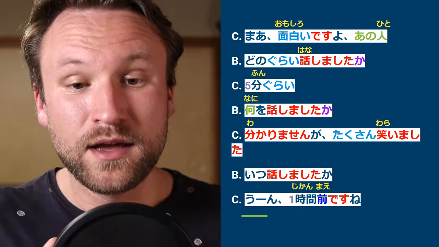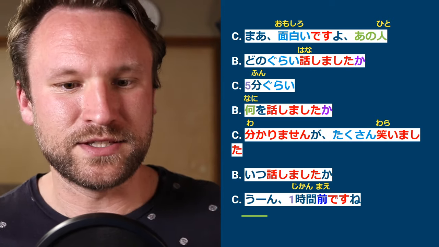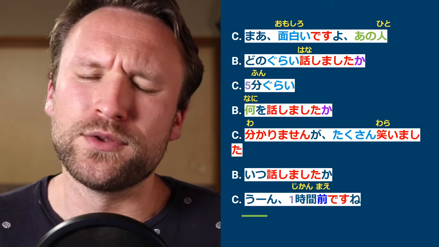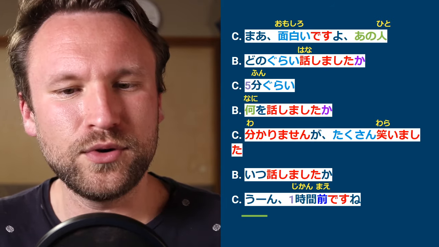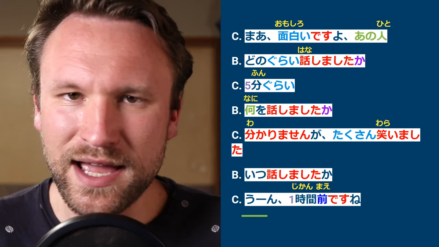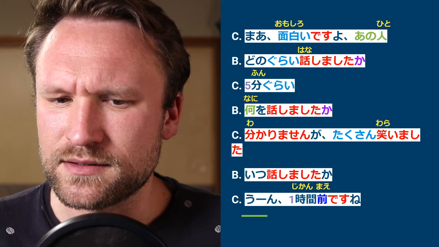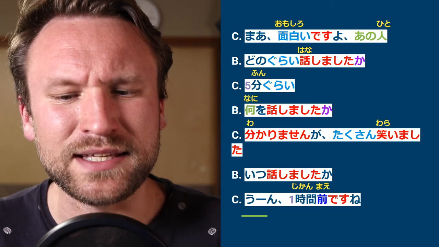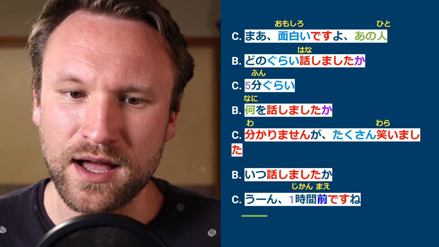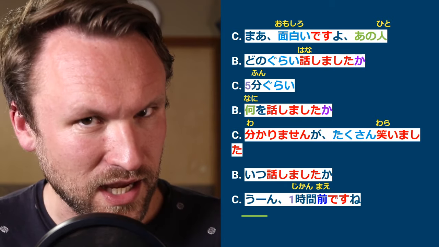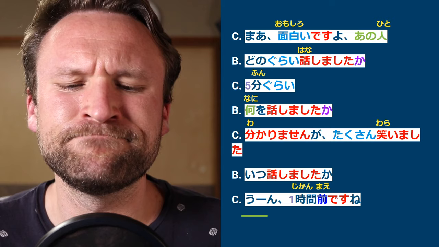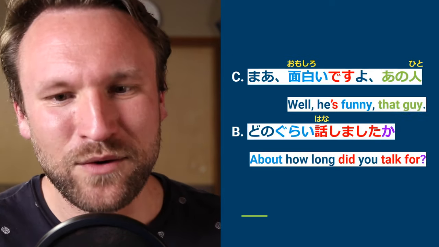All right, so we've got a nice long conversation coming up here with Mr. C and Mr. B. Let me set this up a little bit better. まあ、面白いですよ、あの人。どのぐらい話しましたか？5分ぐらい。何を話しましたか？わかりませんが、たくさん笑いました。いつ話しましたか？1時間前ですね。All right, let's go over that one by one and then we'll get to your questions.